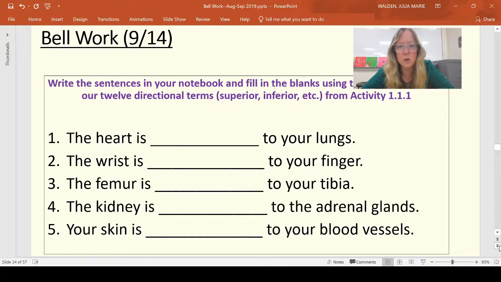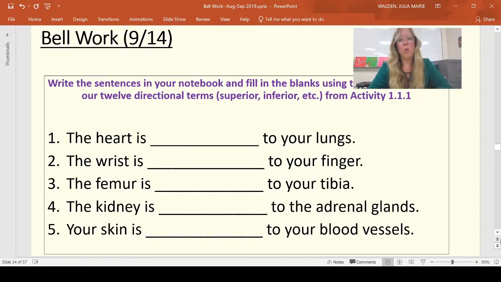So the heart is blank to your lungs. Your heart sits right in the middle of your lungs. Your lungs are actually like a little sandwich on your heart. So your heart's right in the middle and the lungs kind of go around it. In fact, if you look at lungs just by themselves, there's a big chunk missing out of both of them to actually support the heart, okay? So the heart is smack dab in the middle of your lungs. But which one of those directional terms are we going to use? The heart is blank to your lungs, closer to the midline of the body.